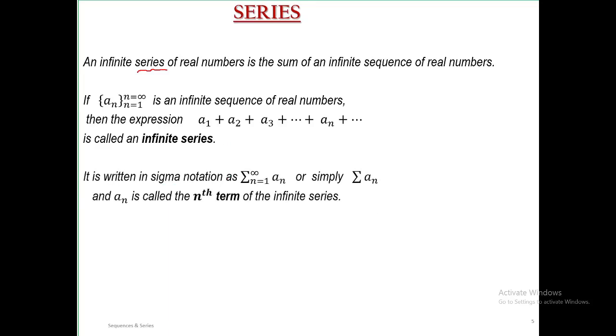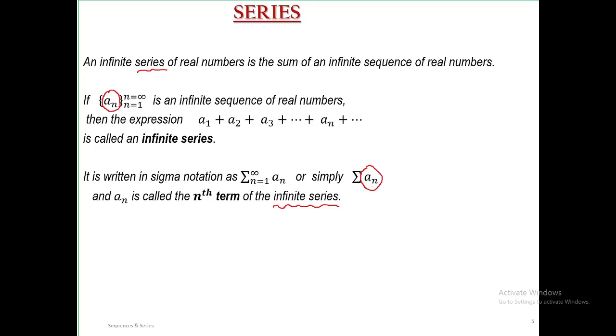It is written in sigma notation as summation of an, n is 1 to infinity, the nth term of the series, or simply series an. Here n runs from 1 to infinity. And the term an is called the nth term of the infinite series. Here, this an is called the nth term of the series, and here this an is called the nth term of the sequence.